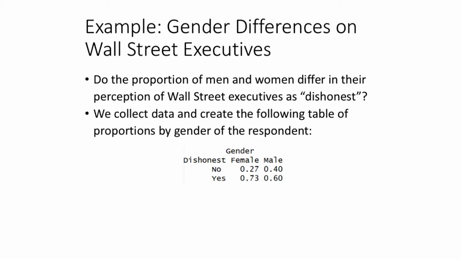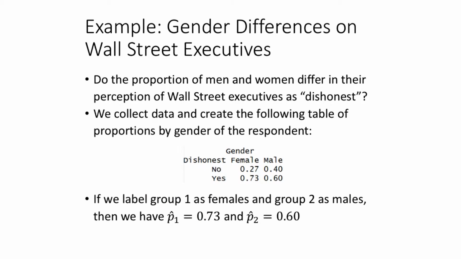This is from a random sample of data. This is a real data set. And you can see that there seems to be some kind of difference between males and females in the proportion who think that Wall Street executives are dishonest. So if we label group 1 as females and group 2 as males, then we have a value of p hat 1 equal to 0.73 and p hat 2 equal to 0.6. To put another way, based on a sample of random data, about 73% of women think Wall Street executives are dishonest, whereas about 60% of men think Wall Street executives are dishonest.